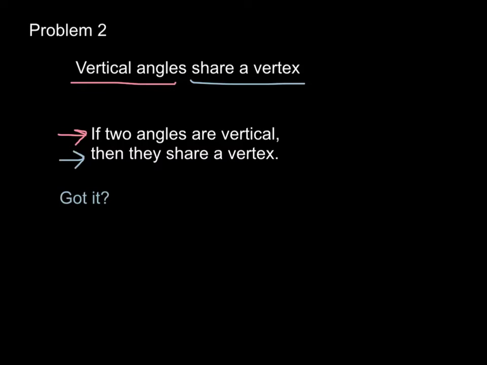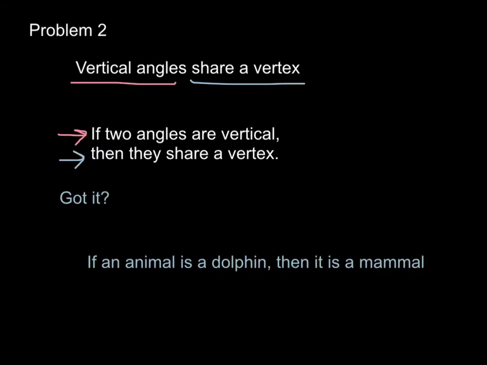So let's look at the got it. How can you write dolphins are mammals as a conditional? Try to do that yourself, and then write it as your own conditional. Pause the video, and then play it after you figure it out. It should look like this. The first statement is that animals will be dolphins. So if an animal is a dolphin, then it is a mammal.